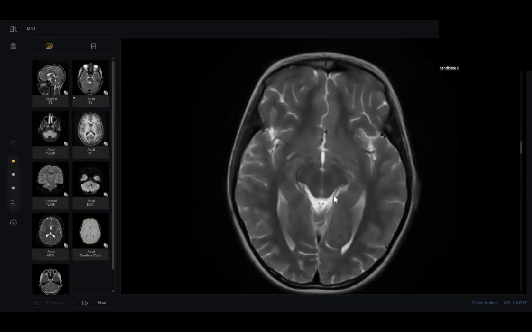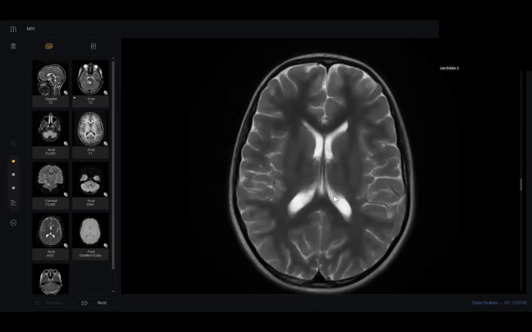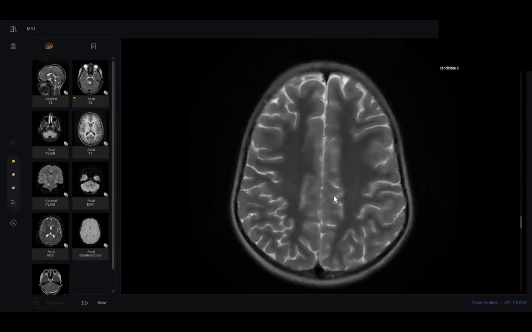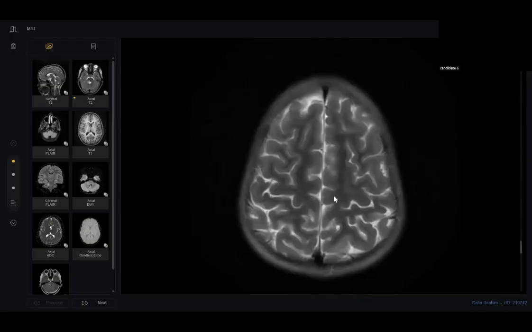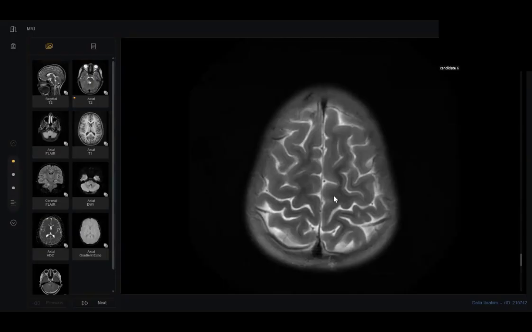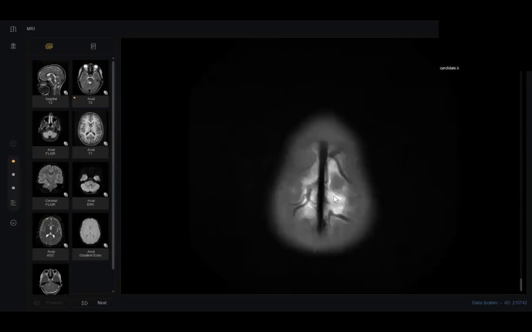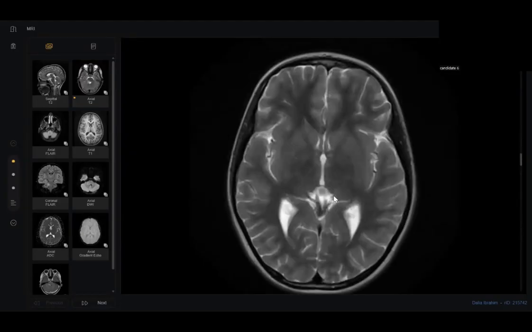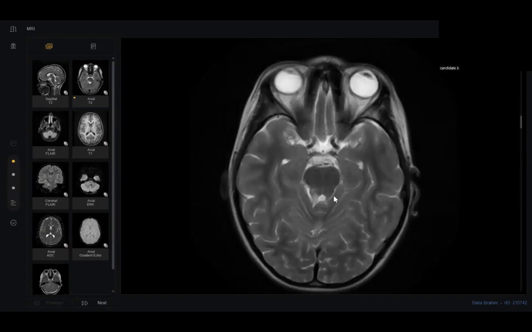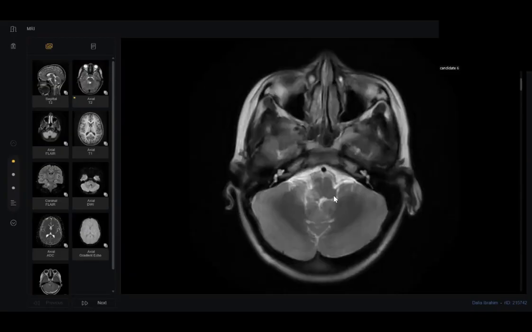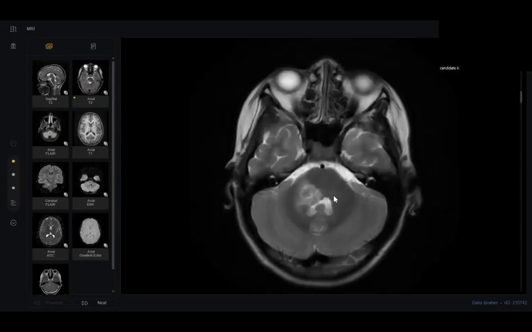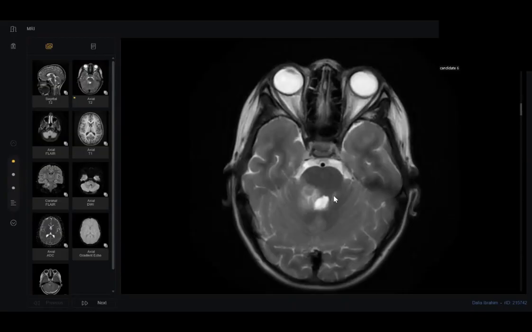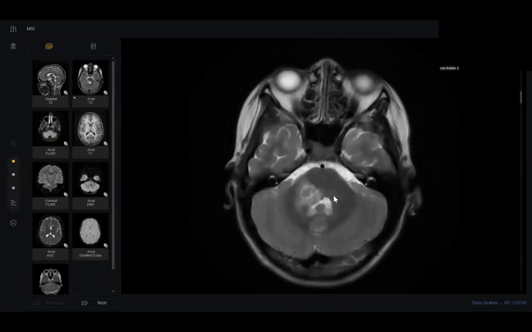Now I'm looking for any additional lesions in the rest of the brain parenchyma. The supratentorial brain parenchyma appears unremarkable. No additional lesions are seen. There is a solitary lesion in the right superior cerebellar peduncle. I would like to see it on other sequences to further characterize the lesion.